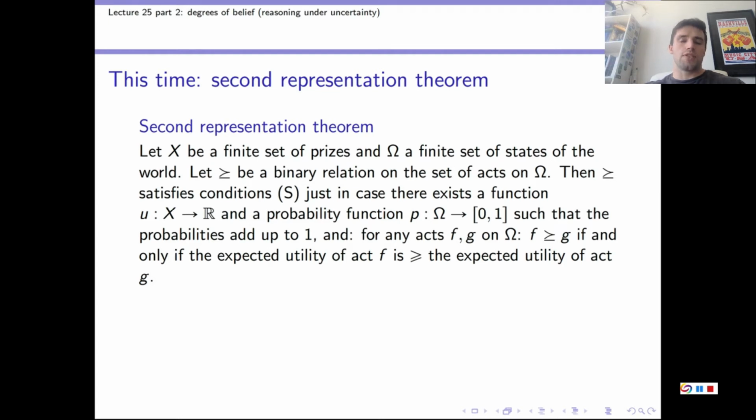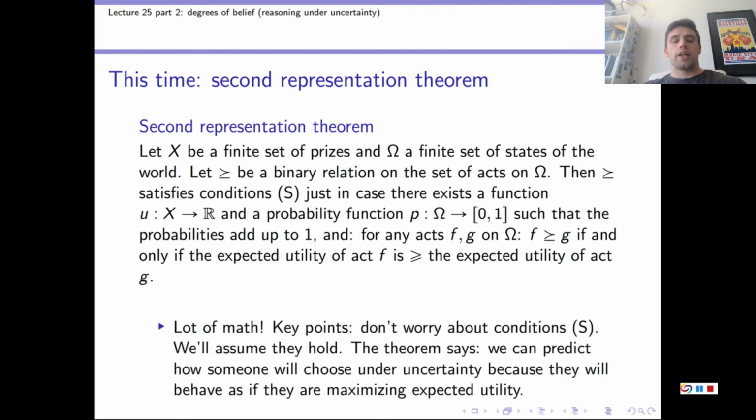So think about the horse race from before. Let ≽ be a binary relation on the set of acts on Omega. Then ≽ satisfies conditions S if and only if there exists a function u from X to the real numbers R and a probability function p from Omega to the interval [0, 1], such that the probabilities in Omega all add up to 1, and this is the conclusion: we prefer act F to act G if and only if the subjective expected utility of act F is greater than or equal to the subjective expected utility of act G.